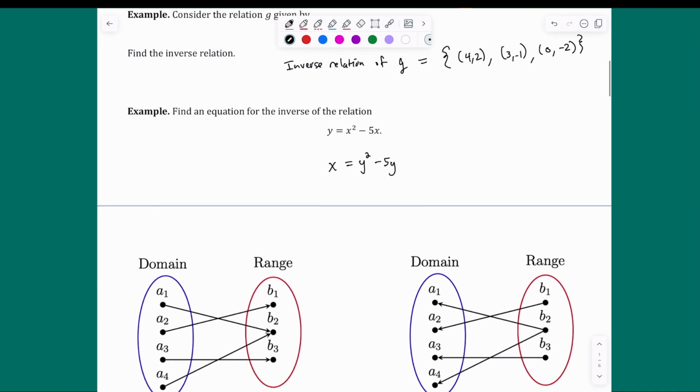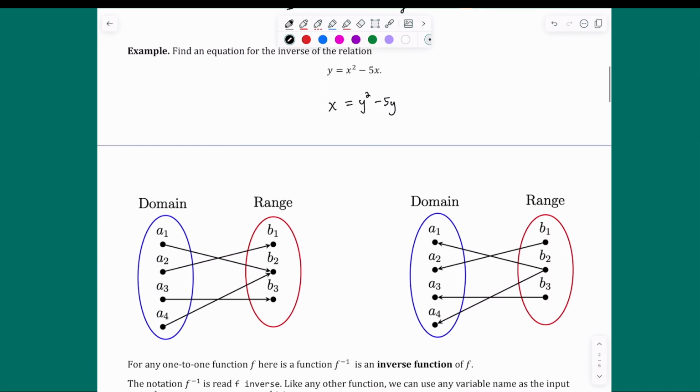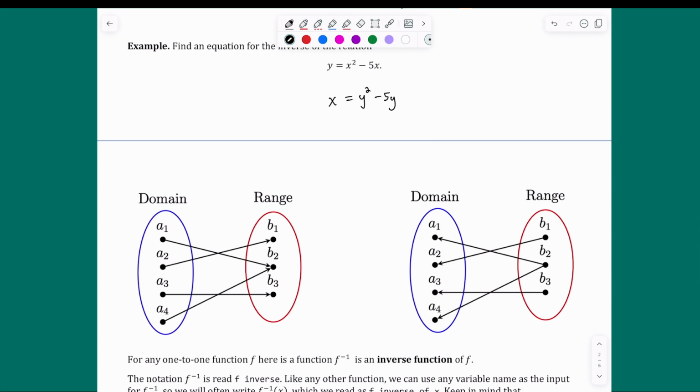All right, consider this next arrow diagram here. We got A1 going to B2, A2 going to B1, A3 going to B3, A4 going to B2. Of course, this is a function. Every member in the domain goes to exactly one member in the range.